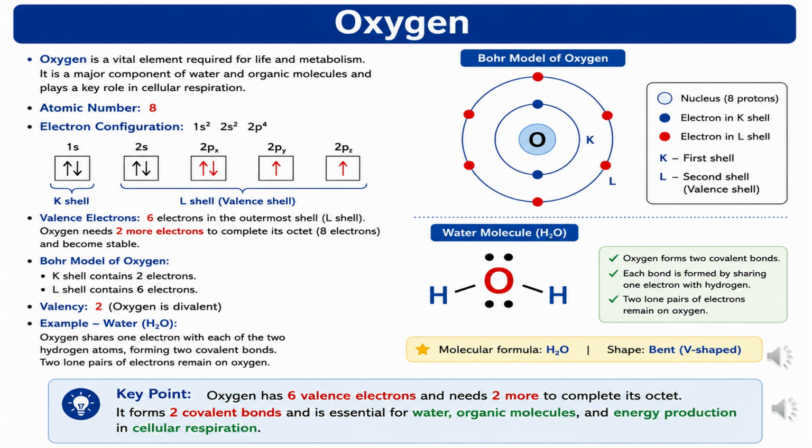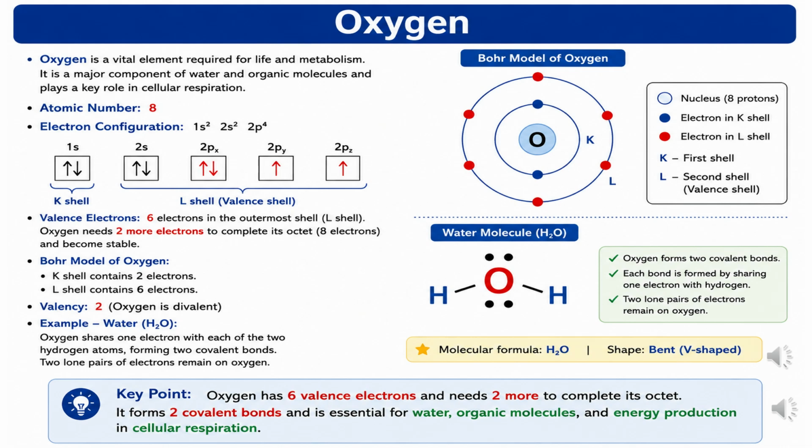At the bottom of the slide, you can see the water molecule, HOH. Here, the oxygen atom shares 1 electron with each hydrogen atom, forming 2 single covalent bonds. Oxygen also retains 2 lone pairs of electrons, which influence the bent shape of the water molecule.